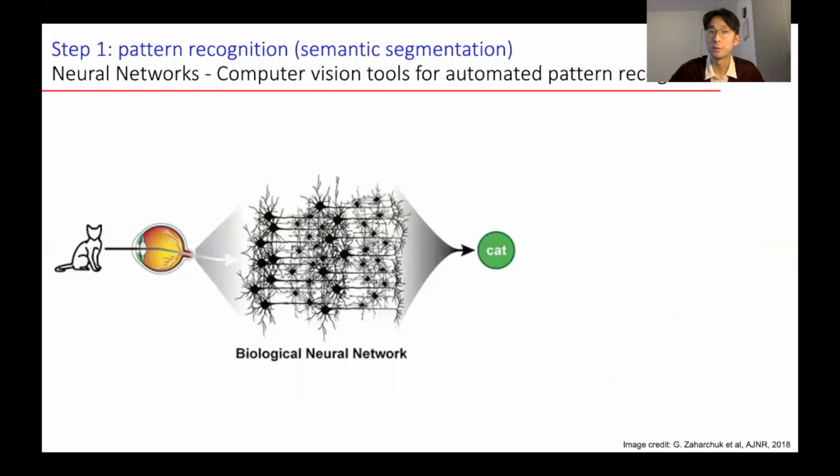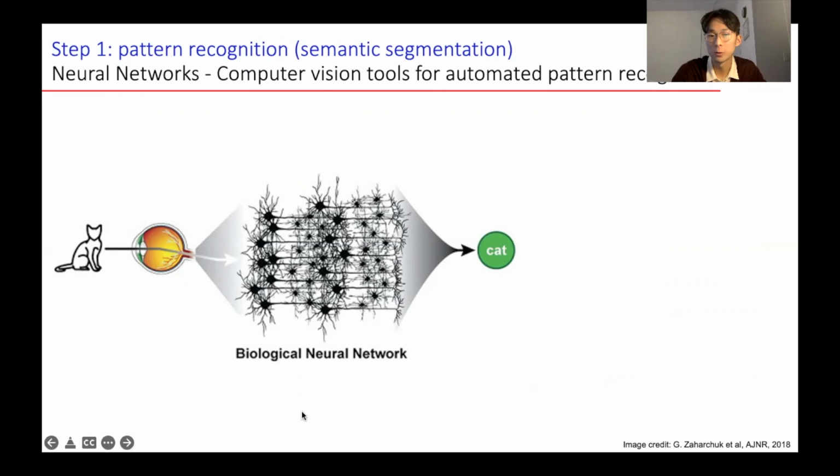So I'll begin with the first step, which involves pattern recognition, histomorphologic classification, using something called semantic segmentation. And as you guys have probably heard by now, because it's all over the news and it's very trendy, we use something called neural networks. And the architecture behind it is based off of biological neural networks, as you can see in this image.